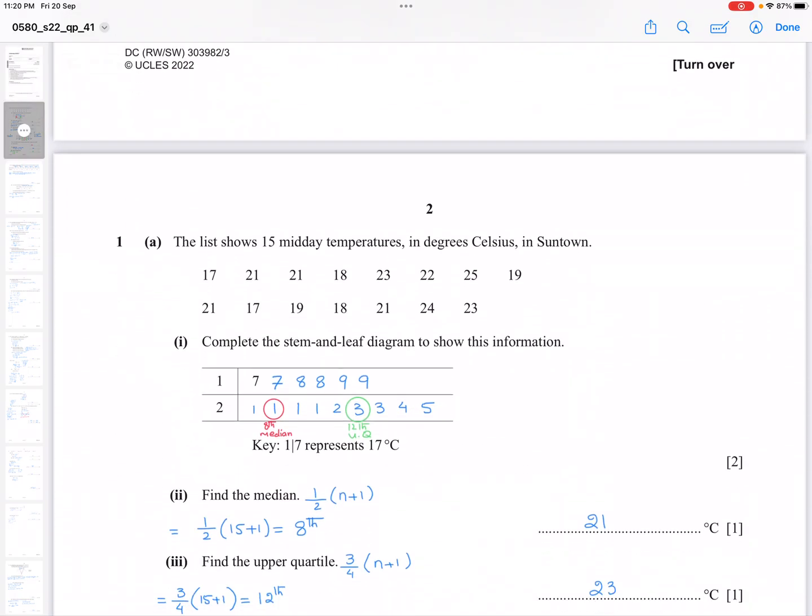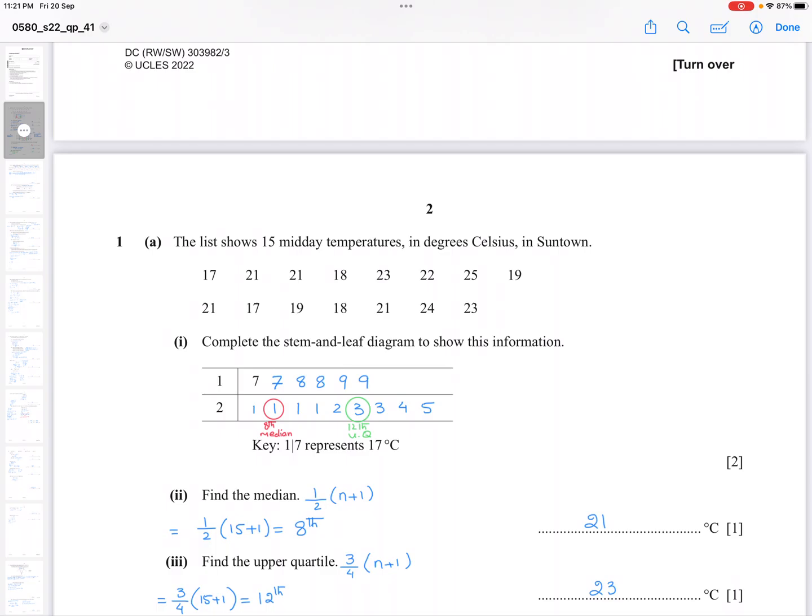In question number 1, part A, the list shows 15 midday temperatures in degrees Celsius in Suntown. In part 1, complete the stem and leaf diagram to show this information. You see in the stem 1 is written and in the leaf 7 is written by the examiner. So the key says 1/7 represents 17 degrees Celsius. There is another 17 written in the data, so you just write 7 from the next 17.